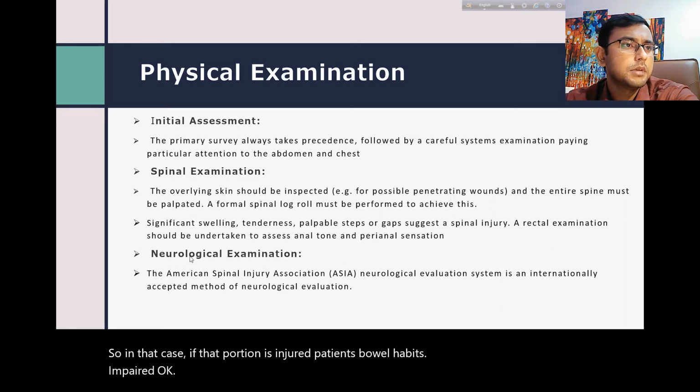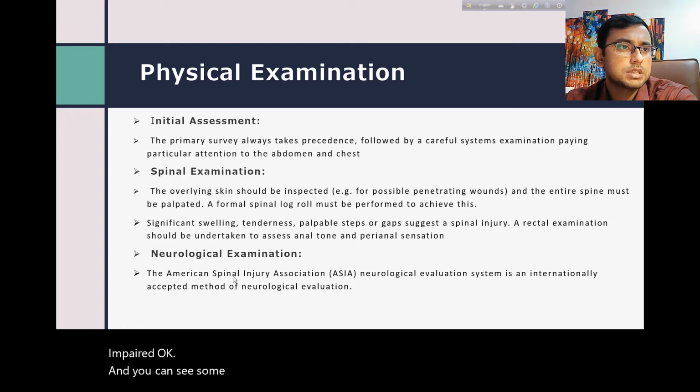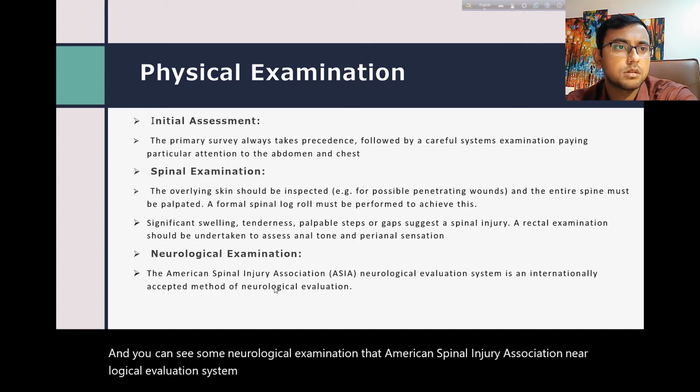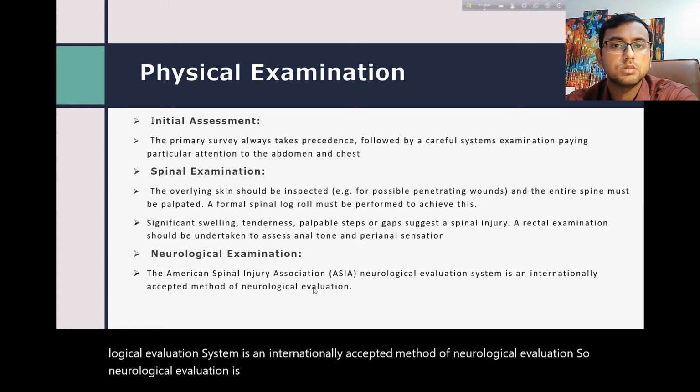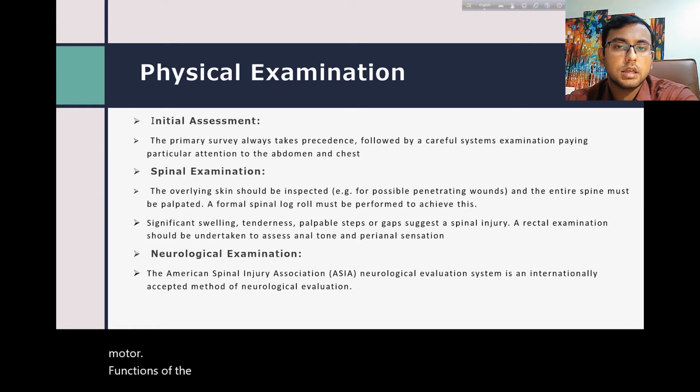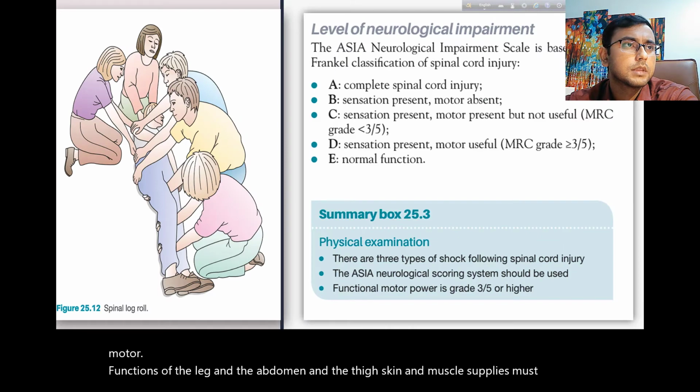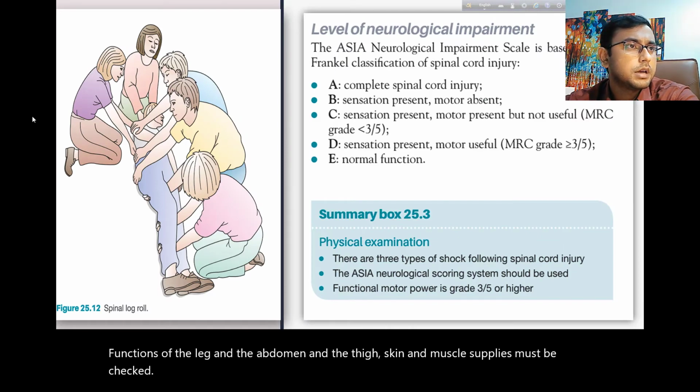and you can see some neurological examination. The American Spinal Injury Association neurological evaluation system is an internationally accepted method of neurological evaluation. So neurological evaluation is very important because we need to check the sensory and motor functions of the leg and the abdomen, and the thigh skin and muscle supplies must be checked. Here you can see a spinal roll.